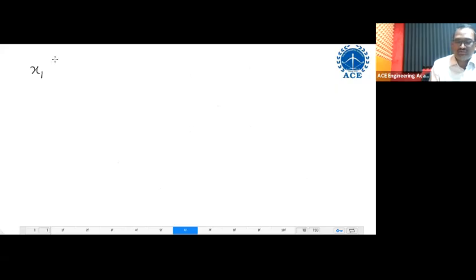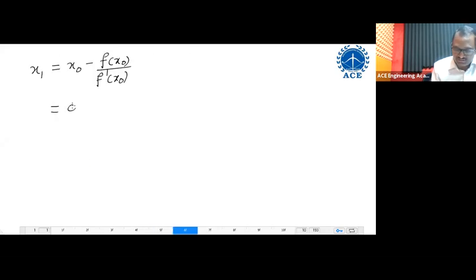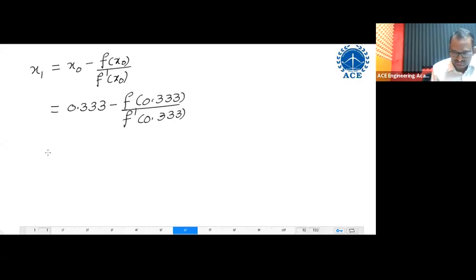Already yesterday we found the x1 value for the Newton-Raphson iteration formula. The x1 formula for the Newton-Raphson method is x naught minus f of x naught by f dash of x naught. What is x naught? 0.333 minus f of 0.333 by f dash of 0.333.